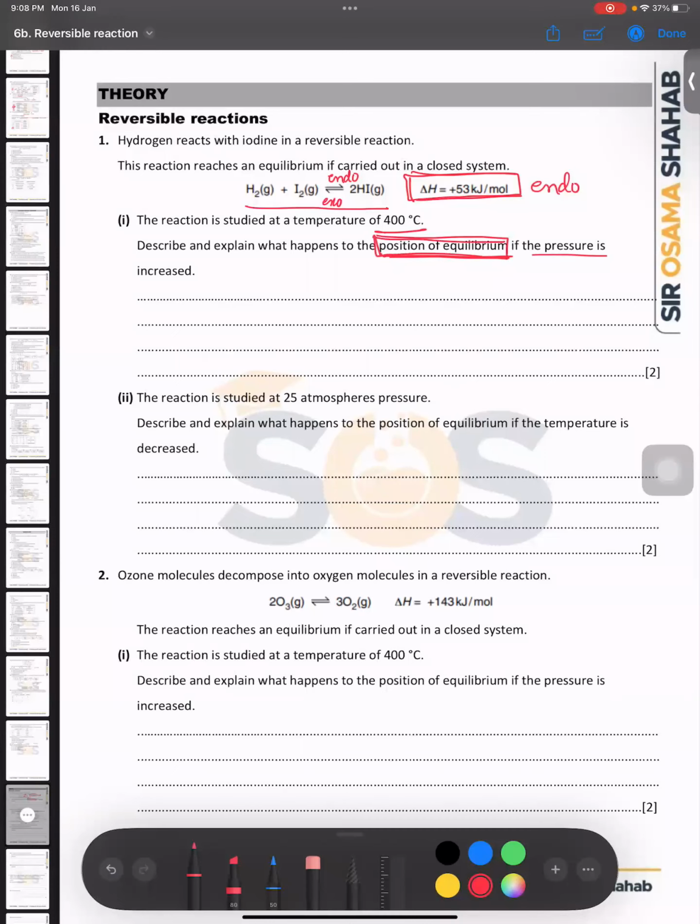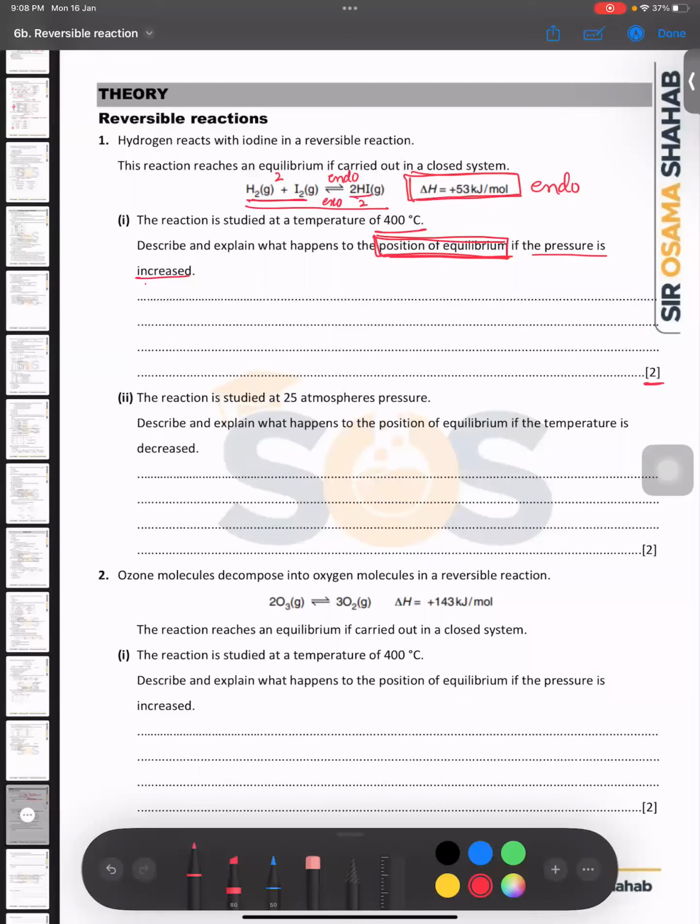If the pressure is increased, you can see this, the question is for 2 marks. So you need to state what happened to the position of equilibrium and why, right? You got 2 marks for this. So we know that the number of moles on both sides are the same. This is 1 plus 1, 2, and over here 2. So there is no change in the position of equilibrium.